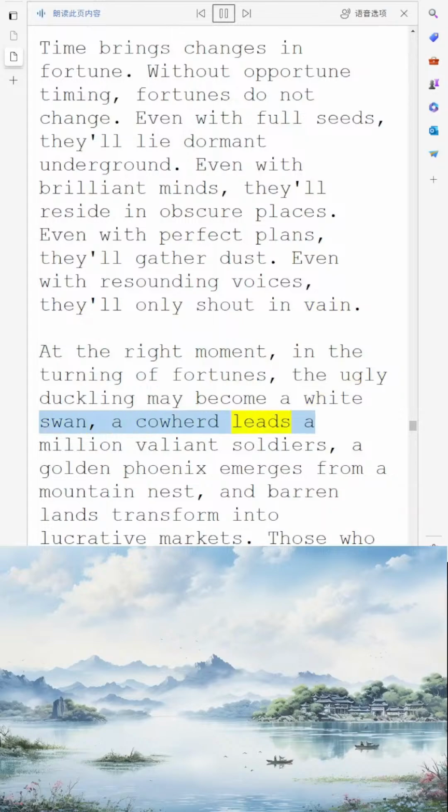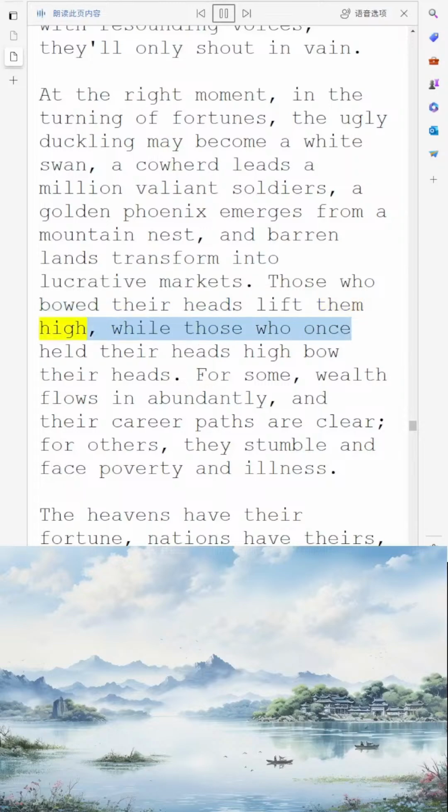A cowherd leads 1,000,000 valiant soldiers. A golden phoenix emerges from a mountain nest, and barren lands transform into lucrative markets. Those who bowed their heads lift them high, while those who once held their heads high bow their heads. For some, wealth flows in abundantly, and their career paths are clear. For others, they stumble and face poverty and illness.